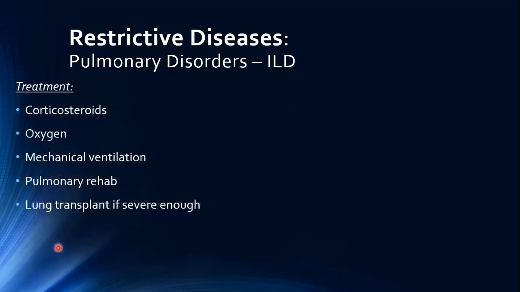How do we treat ILD? Corticosteroids, because you're going to have inflammation in these diseases. Interstitial lung disease is going to have a lot of inflammation, so we use corticosteroids to treat the inflammation. We give you oxygen if you become hypoxic. If it's real bad, we put you on a ventilator until we can fix your lung or get you better. Pulmonary rehab, and then finally a transplant.